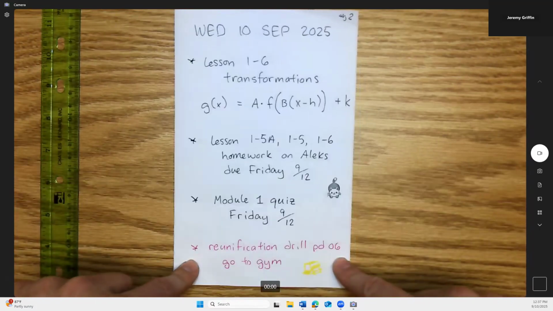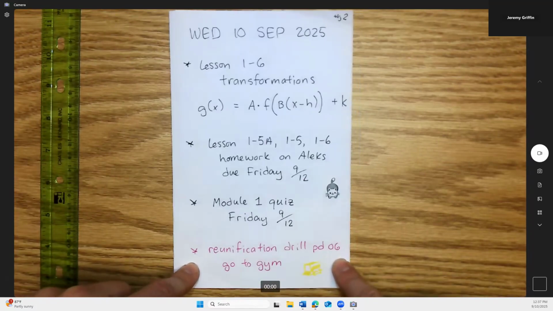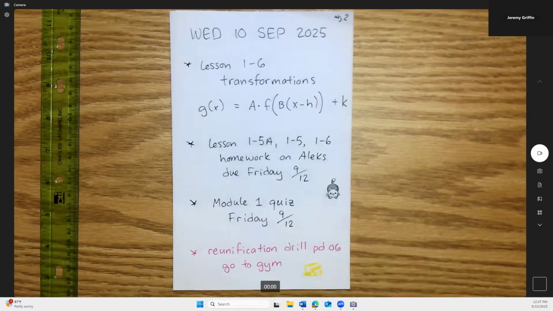Today, there's going to be a reunification drill during period 6. Well, I've heard period 6 or period 7, so it's one or the other. So reunification drill coming up.